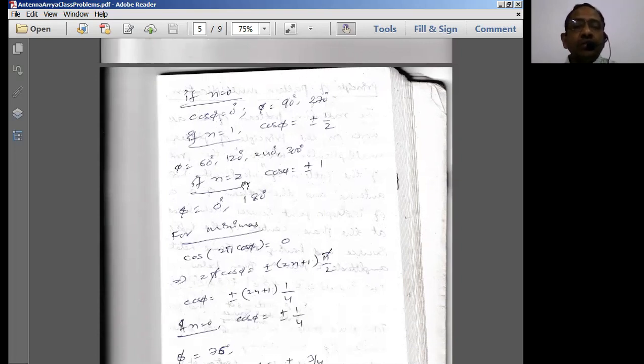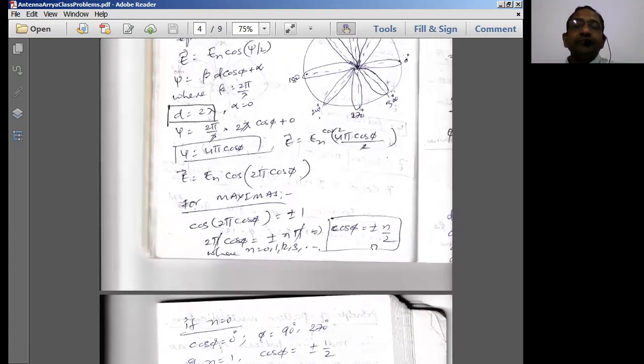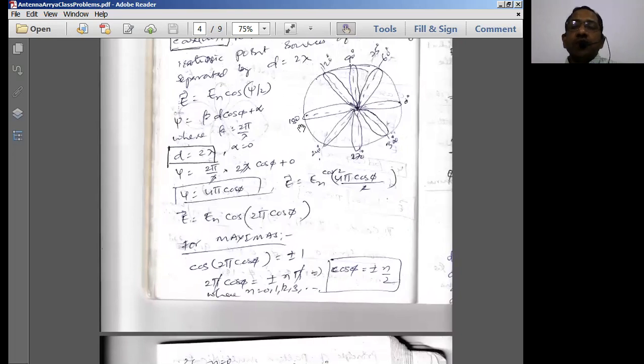If n is equal to 2 now, cos phi is equal to plus minus 1. So phi is equal to 0 when the value of cos phi is 1, and when it is minus 1, it's going to be 180. That means, what are all the inclinations where we get maxima? We get maxima at 0, 180 is one maxima, and 60, 120 is one maxima, 243, one maxima, 92, 70, another maxima. See these maxima now? These many maxima values we are going to get.